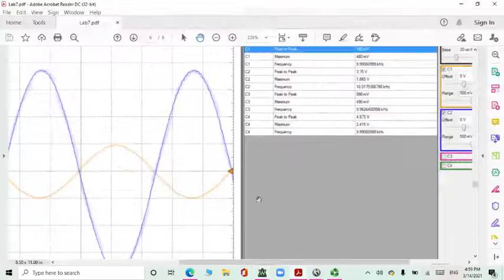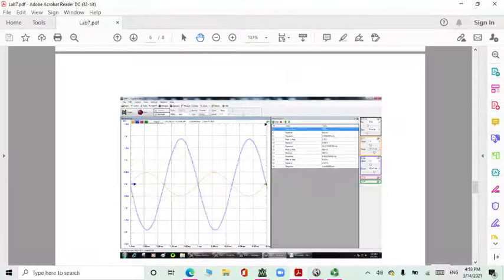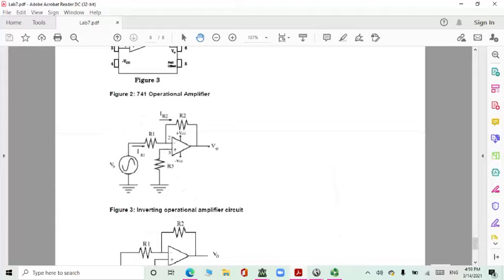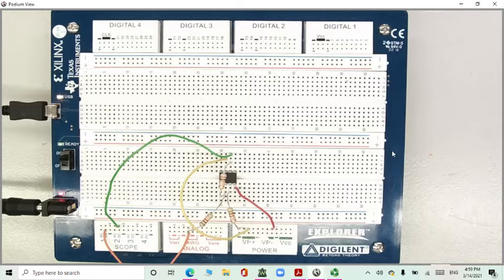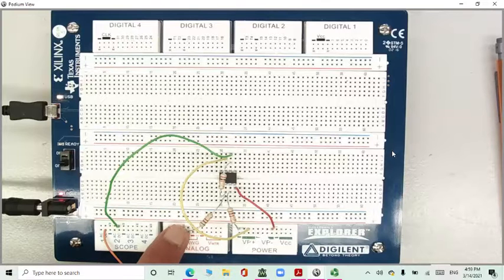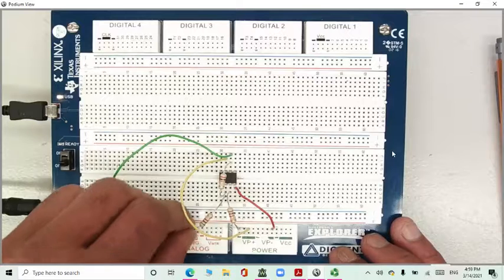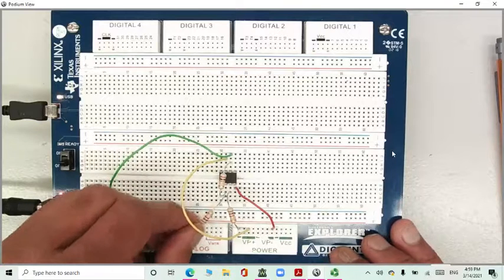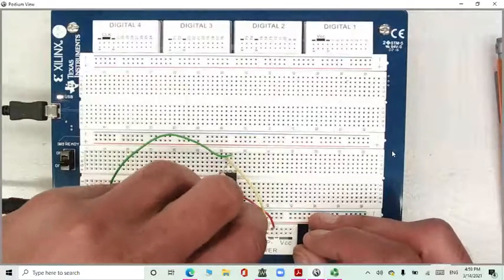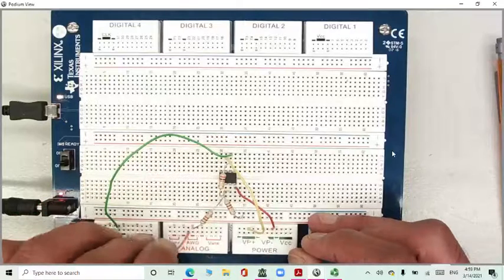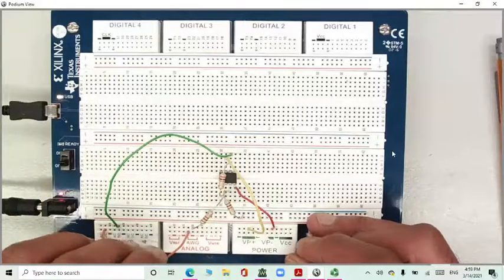Now, let's go to the second part, which is the non-inverting amplifier. So what you can do is only switch your input. That's it. So here, turn this off. Your input was connected to pin 2, right? So just move this to ground, and R3 will now be your input.